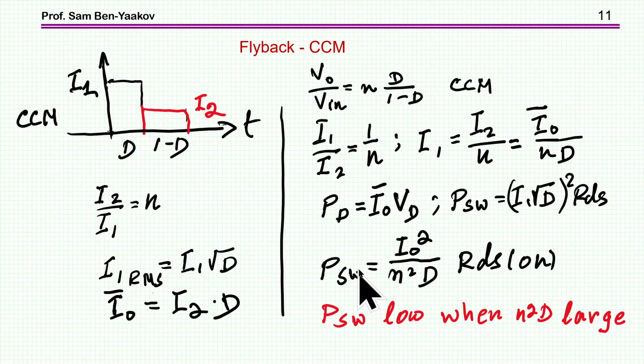So the conduction losses of the switch, expressed as a function of the output current, this is the average current, of course, is the current squared divided by N squared D, times RDS on. So this means that when this ratio is small, we have very large losses, or the losses will increase. So if you'd like to reduce the losses of the switch, then this product should be as large as possible.